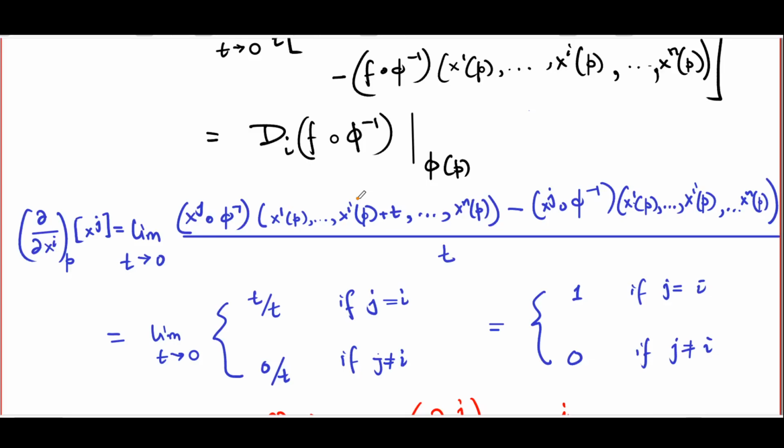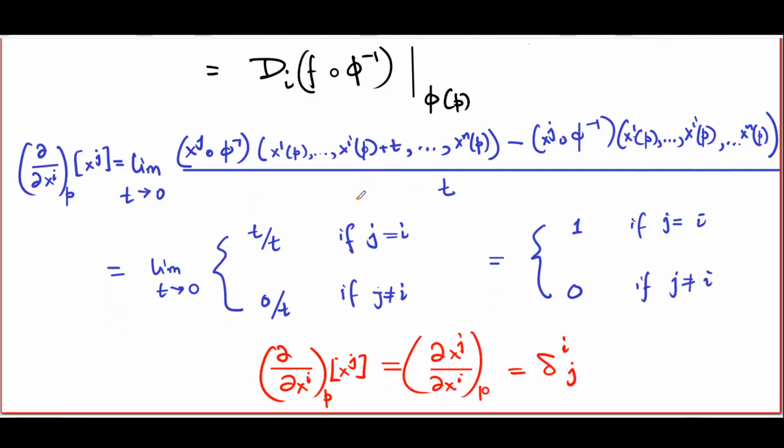So the final upshot of this is ∂/∂x^i at p acting on the function x^j is going to be 1 if j is equal to i and 0 if j is not equal to i, and that is something we denote by δ^j_i, the standard Kronecker delta symbol.